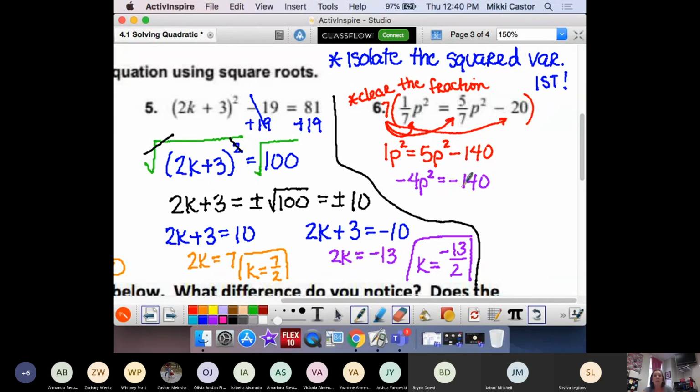So I'm going to divide both sides by 4 to get the p by itself, the p squared by itself. So p squared equals, let's see, what's 140 divided by 4? So 40 divided by 4 would be 10, 100 divided by 4 would be 25, so 35. Let's double check that. 140 divided by 4, 35. All right. So negative 140 divided by negative 4 would be 35.